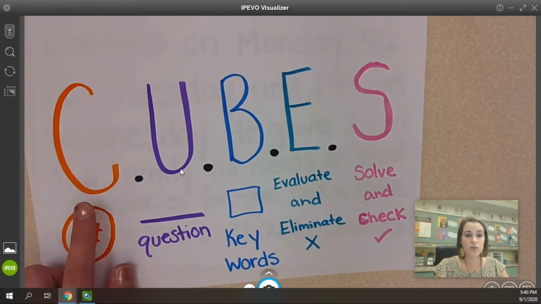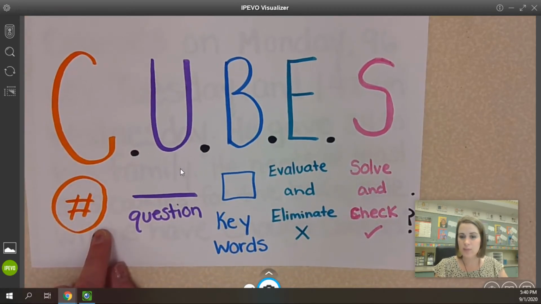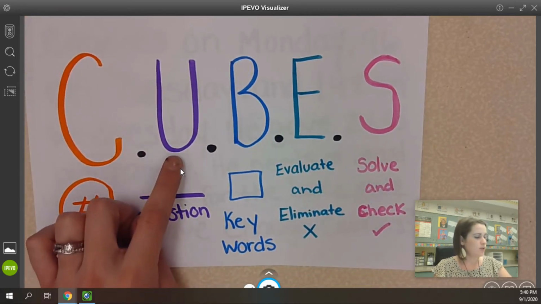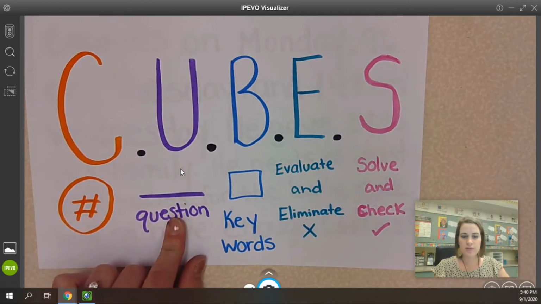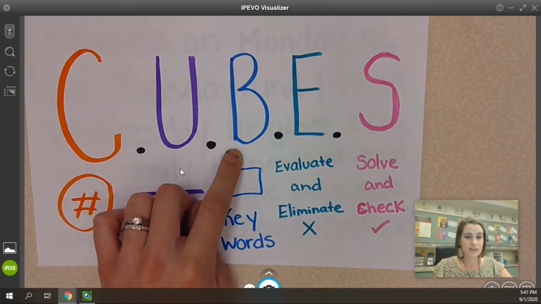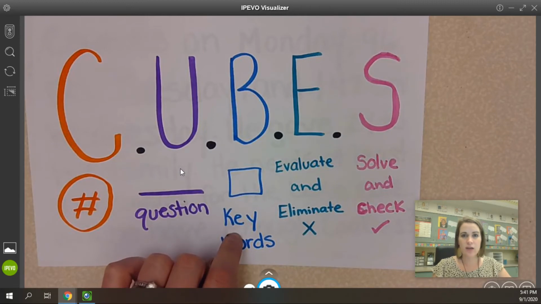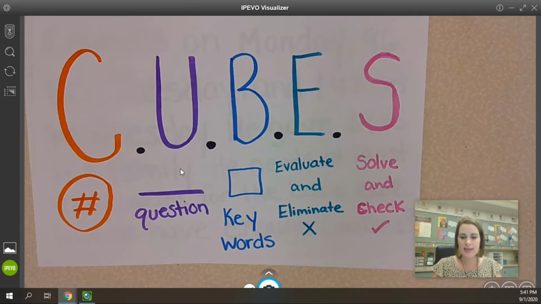C means to circle the numbers. If you circle them, they'll be easier to see what you're working with. U stands for underline the question. So what is the story problem asking us to do? Then B stands for box keywords. I showed you on the chart on Wednesday a bunch of keywords like in addition, plus, sum. Those would be keywords for addition. And there's also keywords for subtraction. So that will help you know what you're supposed to be doing.